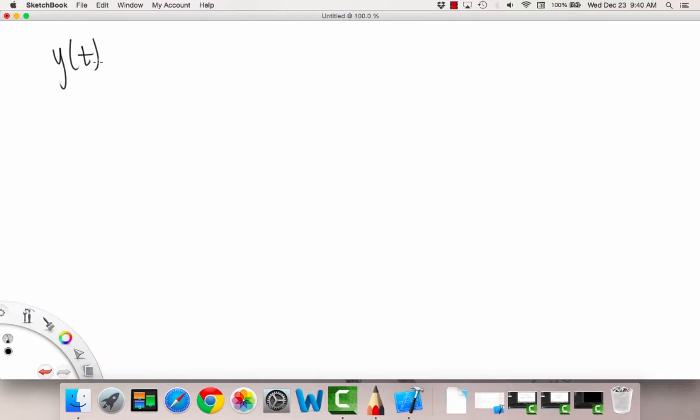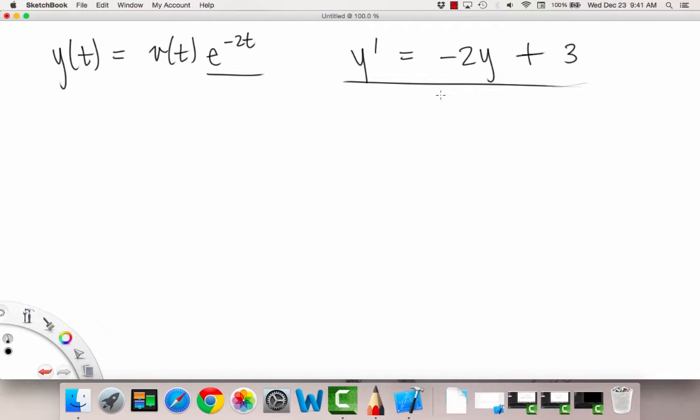So we have y of t, which is our solution to the overall ODE that we began with, equal to some unknown function v of t times e to the negative 2t, which we found to be the solution to the homogeneous equation. And just as a reminder, here's our ODE: y prime is equal to negative 2y plus 3. Maybe you can see where this is going. We're just going to plug y and any of its derivatives that we need into this original ODE and solve for our v of t. Once we solve for v of t, we plug it back into here, and that gives us our general solution.